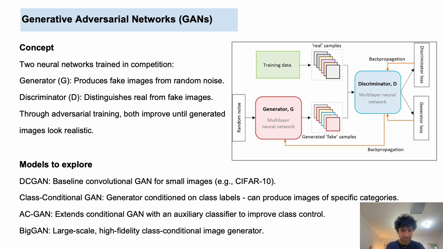Now we've got the DCGAN as well over here. The DCGAN and the class conditional GAN. These are the two models that I'd like to explore further. So the DCGAN is a baseline convolutional GAN for small images. It would fit perfectly for the CIFAR-10 dataset that we're working with, along with the class conditional GAN. So this would generate conditioned images. The generator would be conditioned on class labels, so you can produce images of selected classes. And we've also got AC-GANs and BigGANs to have a look at.